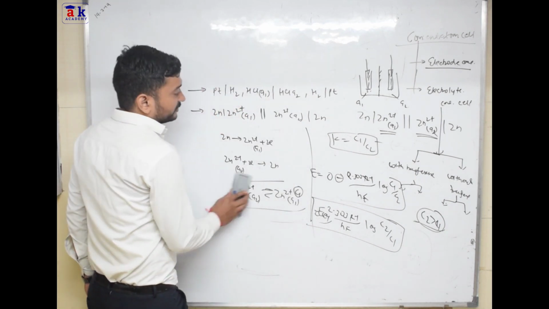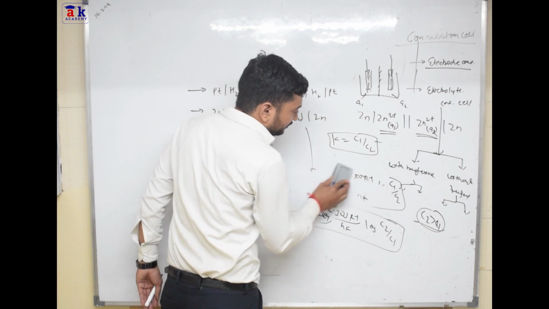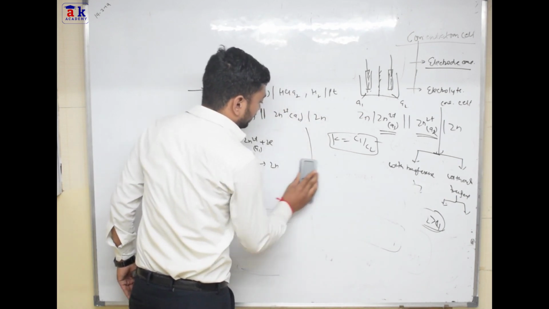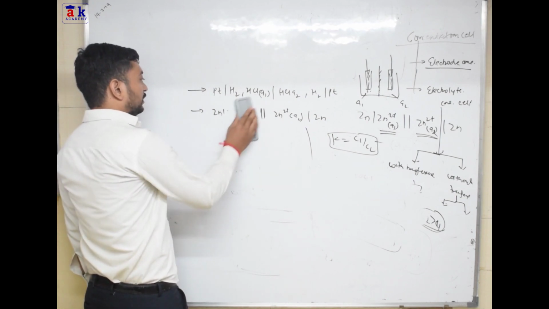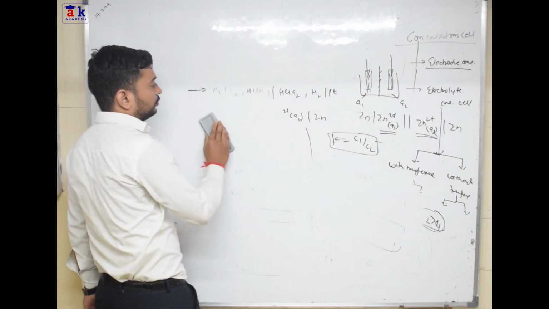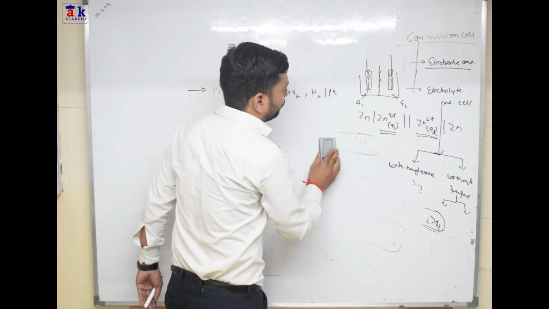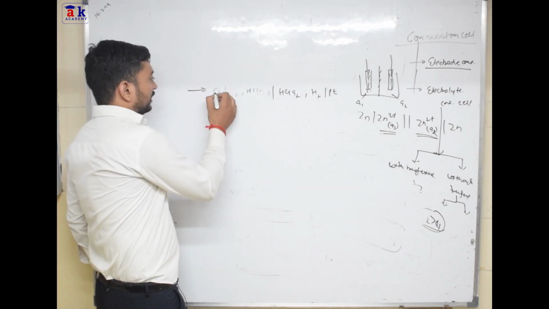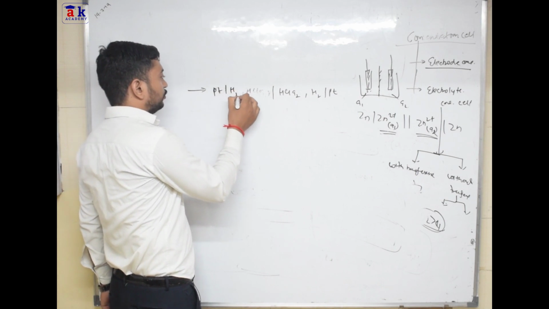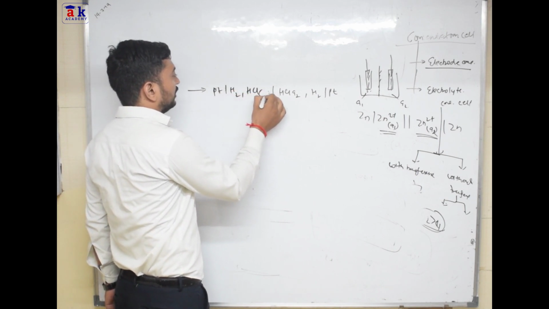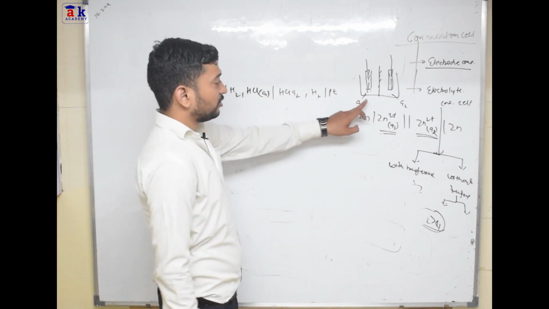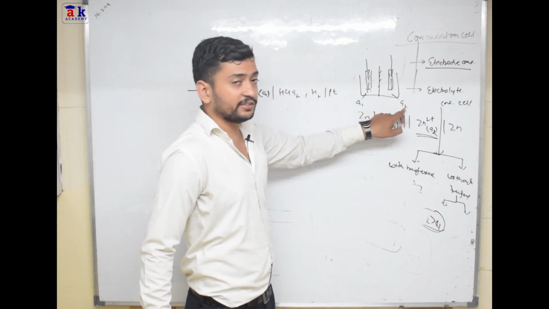Now let's see the next one, that is with transference. In the case of with transference, all the examples whatever I have taken are reversible to cation only. Now let's see the next one. Here we have platinum, here H2, and here we have HCl, and here A1. So this is what we have. Here the concentration is A1 and here the concentration is A2.